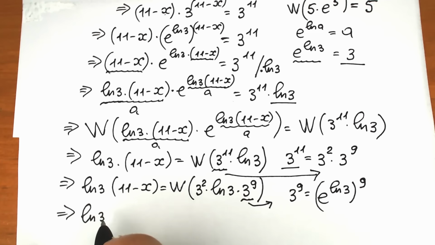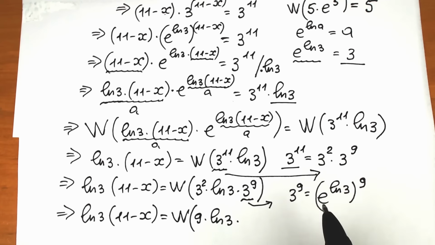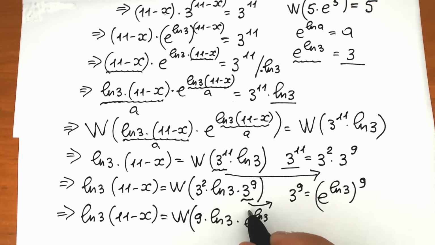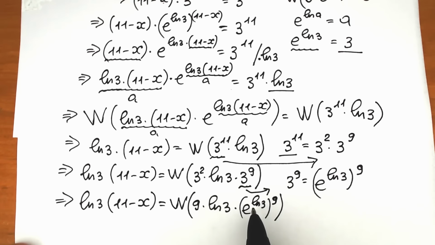Natural log 3 times 11 minus x equal to Lambert W function of 3 square equal to 9, 9 times natural log 3 times 3 to the power 9 equal to this one. So we have e to the power natural log 3, and we raise all of the thing by the 9's power. Really great. Right now, the final step, we need to multiply this natural log 3 by 9 because we can raise this to the power 9. We need to multiply it.